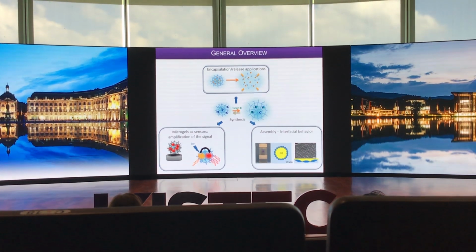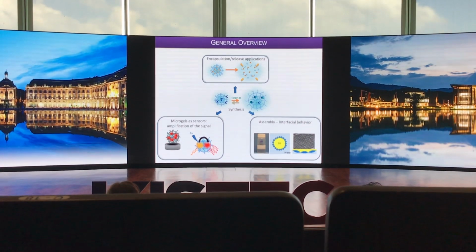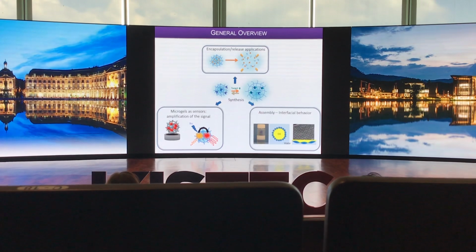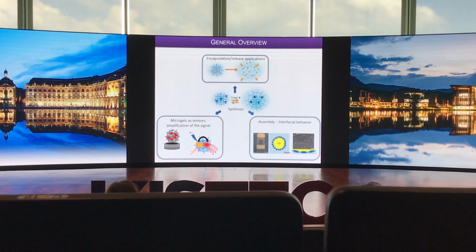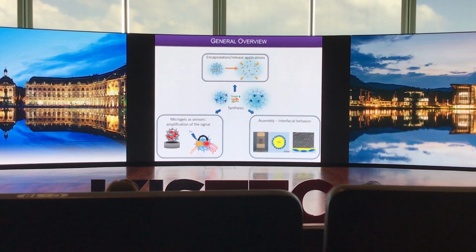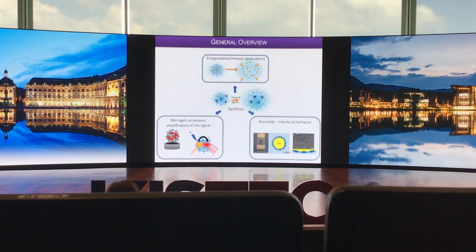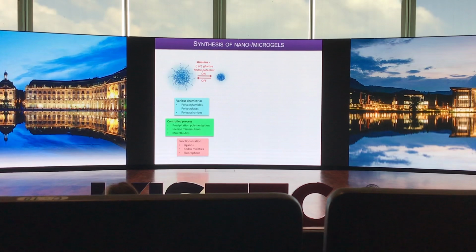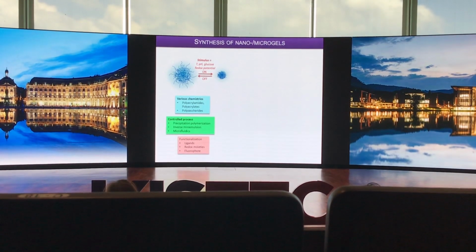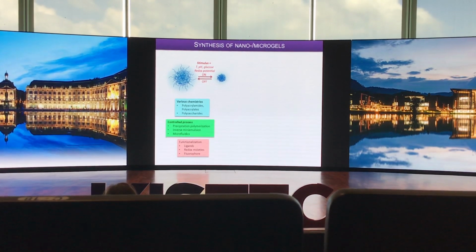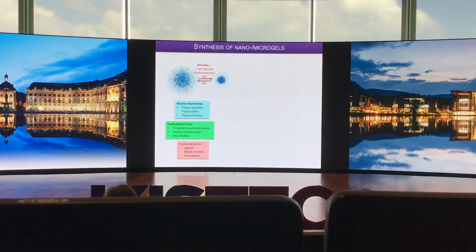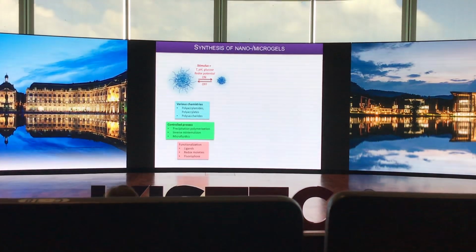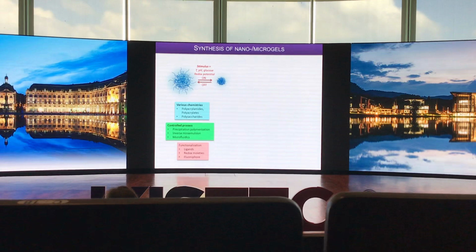They can assemble and bring some new properties at interfaces. So I would like to talk about all these applications, but I will try not to be too long. So, our toolbox. To build stimuli responsive microjets, we need to develop the chemistry.